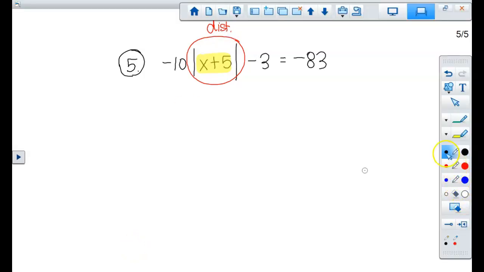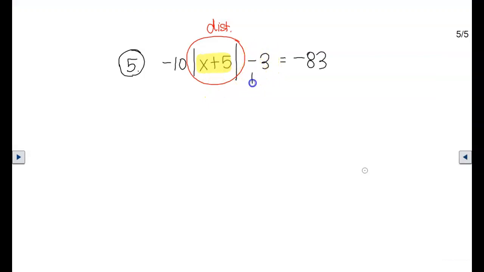Now, is he alone? No. There's stuff outside. There's a negative 10. There's a minus 3. So I'm going to have to isolate that absolute value, what I circled, before I can solve this thing. So isolate first. Now, this is negative 10 times the absolute value minus 3. So we'll get rid of this minus 3 first. So plus 3 both sides will be our first move.